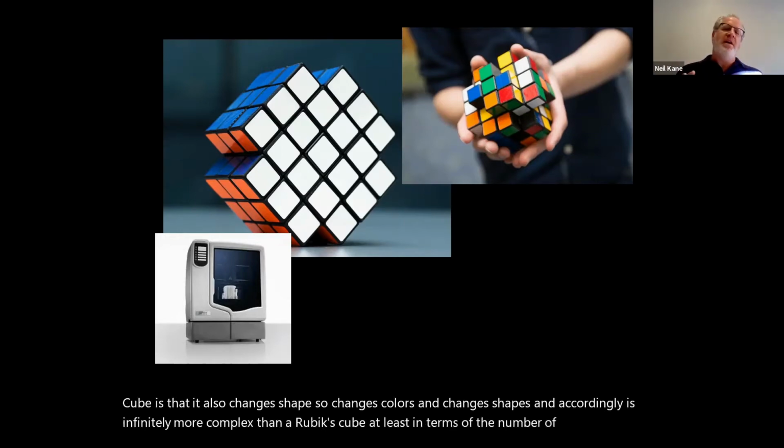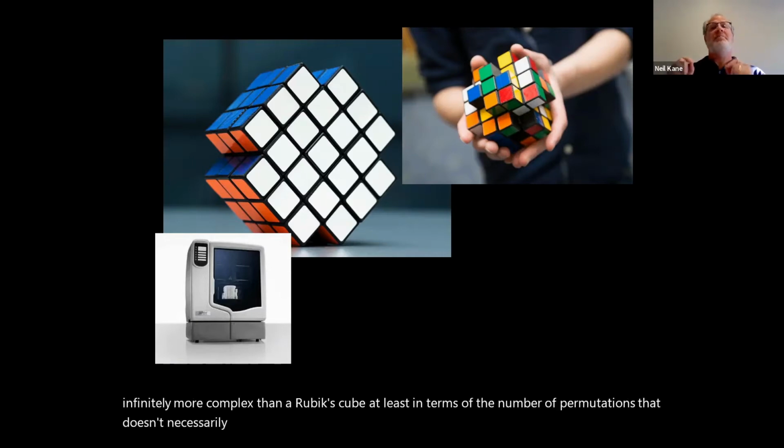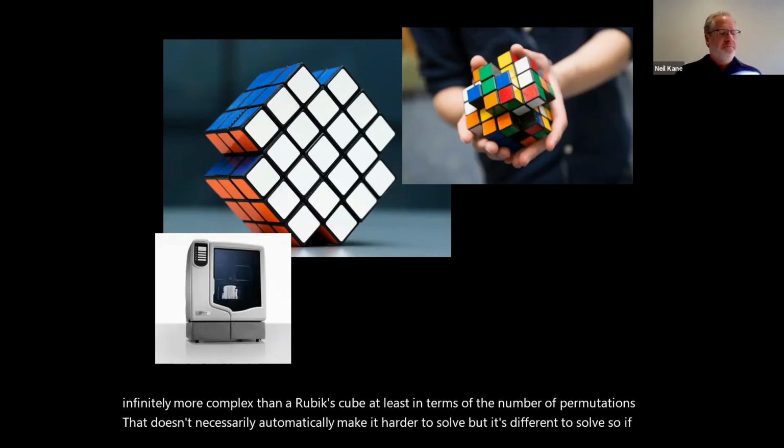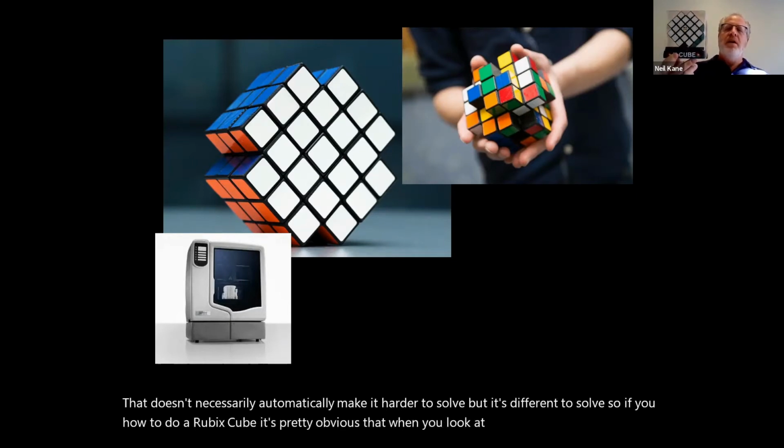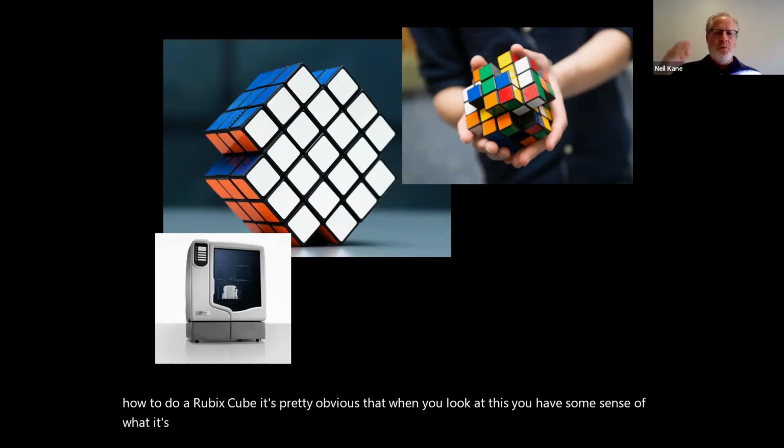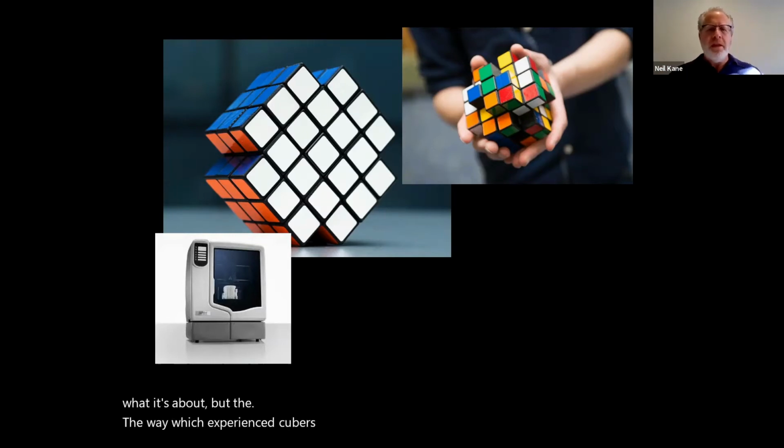It doesn't necessarily automatically make it harder to solve, but it's different to solve. So if you know how to do a Rubik's Cube, it's pretty obvious that when you look at this, you have some sense of what it's about, but the way in which experienced cubers go about solving it is a little bit different.